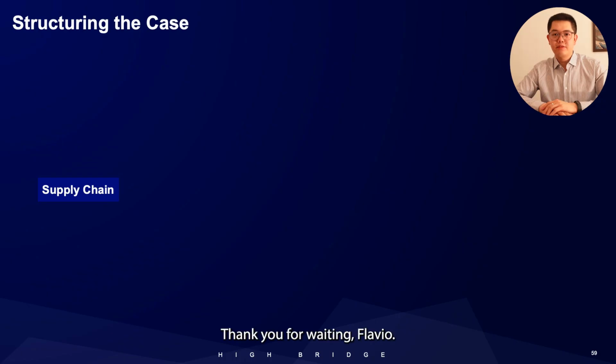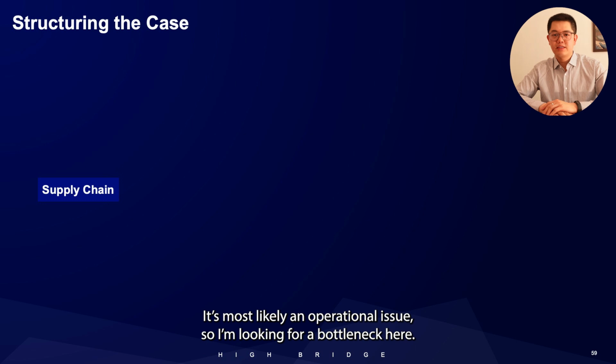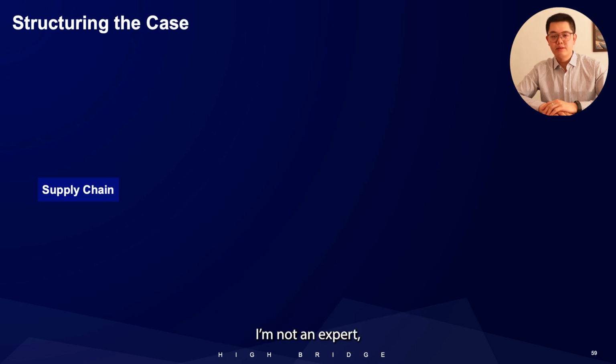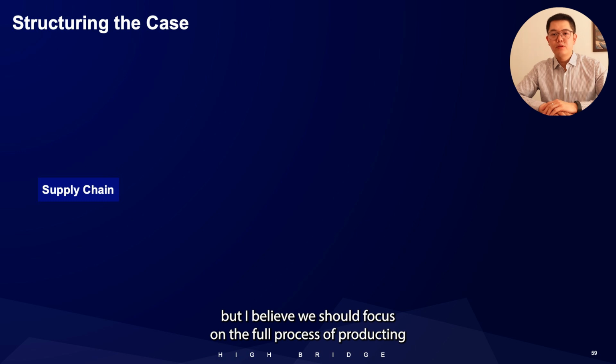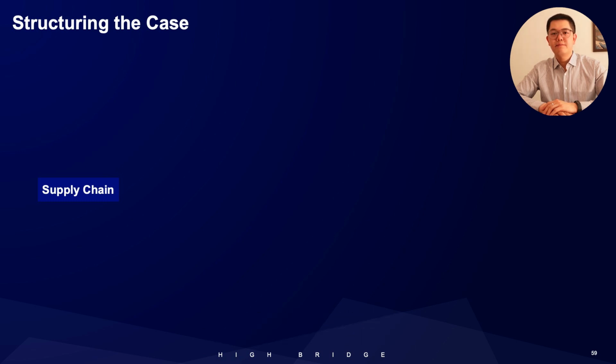Thank you for waiting, Flavio. Our client wants to understand what's causing the increase in their order fulfillment time. It's most likely an operational issue, so I'm looking for a bottleneck here. I'm not an expert, but I believe we should focus on the full process of producing industrial tubes by examining 3 different levels of the process.